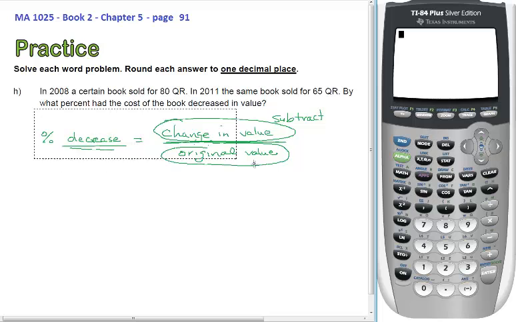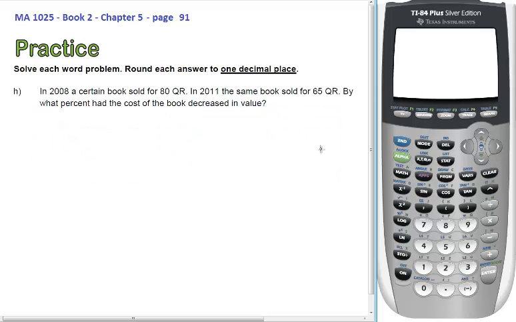If it's decreasing, then the amount is going down in value. If it's increasing, the amount is going up in value. And we can see this is a decrease one. Why? We're going from 80 reals in 2008, the book is worth 80 reals. And if we look at 2011, the book drops in value. So we actually have a decrease. So that makes sense, asking us for a decrease.